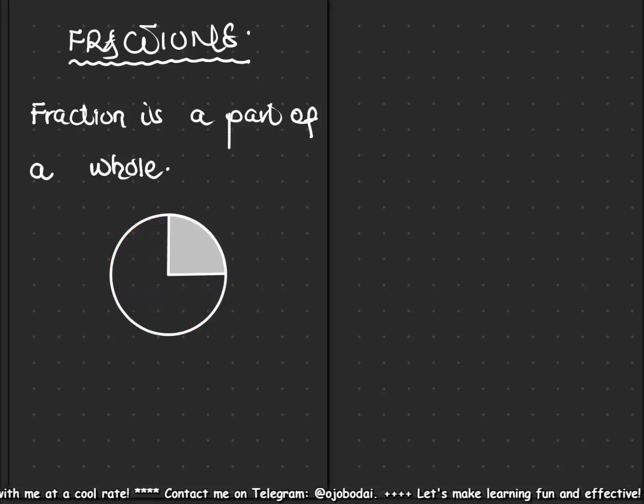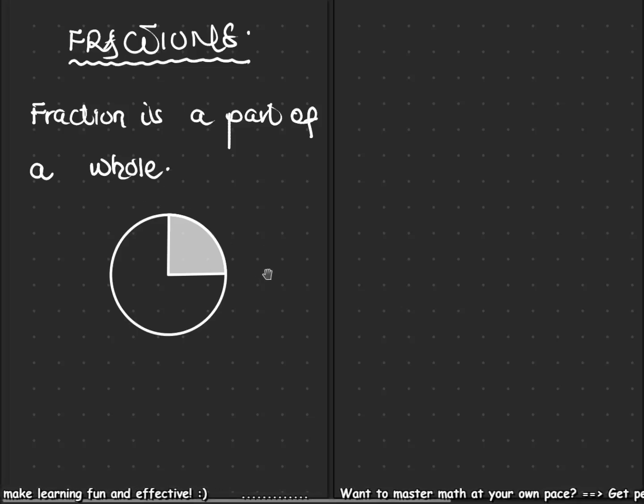I hope you see that. I have just taken part of the whole circle. This here becomes a fraction of the whole. How do we represent fraction? When it comes to representation of fraction, we have something we call the numerator and then the denominator. Let's look at what these two things are.